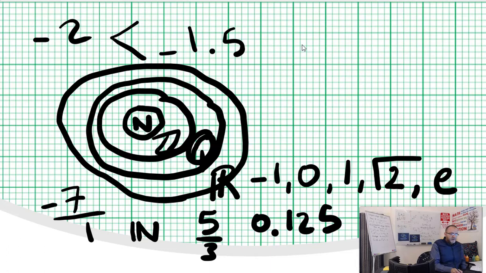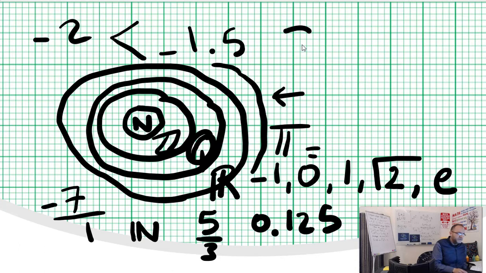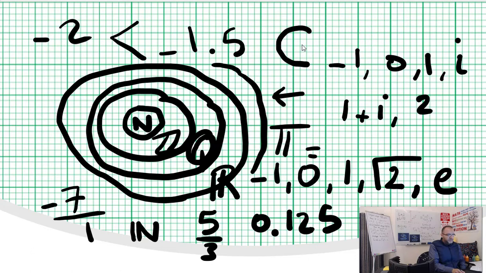The Euler number, e, never ends. You have pi, which is 3.14159 2, and then it never ends. It keeps going and going. It's not finite. And then the last set is your complex numbers. For those of you who started taking complex numbers, they have -1, 0, of course, 1, i, 1 plus i, and 2 plus 3i. We'll talk about that in complex numbers.